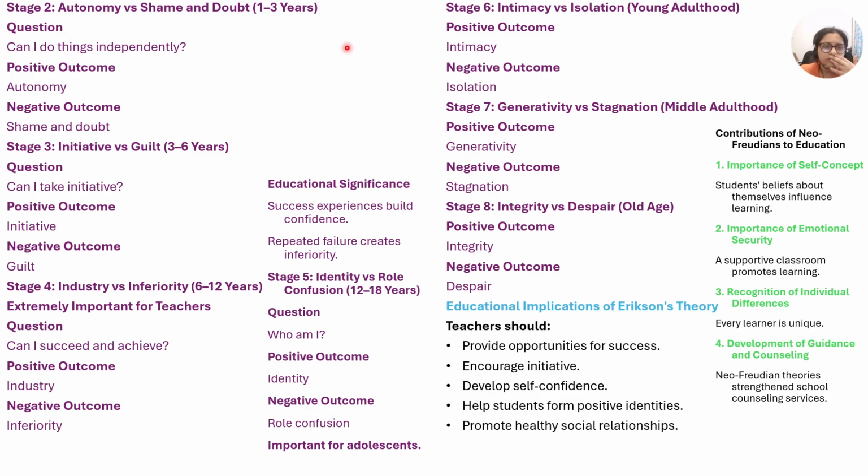1 to 3 years. That means, can I do things independently? That is autonomy. If he does it independently and succeeds, then it is autonomy. If he doesn't succeed, then he will develop shame and doubt. Then initiative versus guilt, 3 to 6 years. You should remember these ages also. Can we take this initiative? If the initiative the person has taken yields positive results, then he will continue taking up further initiatives in his life. He will initiate many things. If it fails, then guilt.